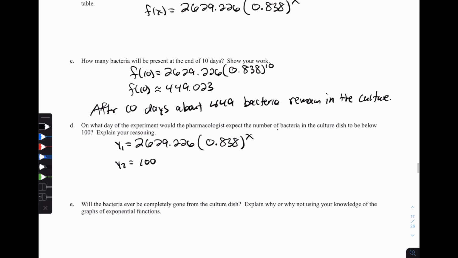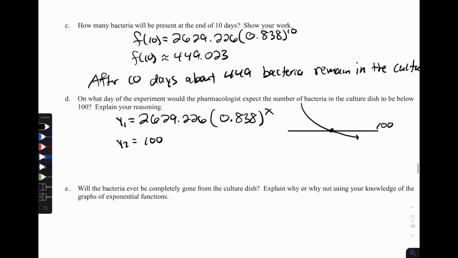So we got this curve that's coming down like this, and then we got this line, which is 100. We want to figure out where these two intersect each other. So you do second, calculate, intersect, first curve, yeah, second curve, sure, guess, you know it. We're looking for the x value. What we end up finding here with our calculator, that x is about 18.498.